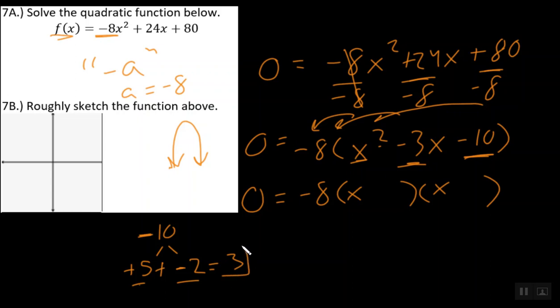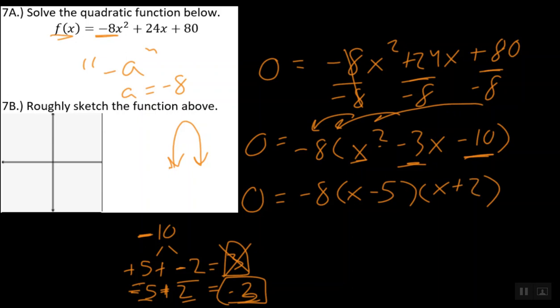No. It gives me positive 3. Well, that's incorrect. So what could I do here? Well, I could make my 5 negative and my 2 positive. A negative times a positive is still a negative. But negative 5 plus 2 is negative 3. And it turns out these are the two numbers that I want. Negative 5 and positive 2.